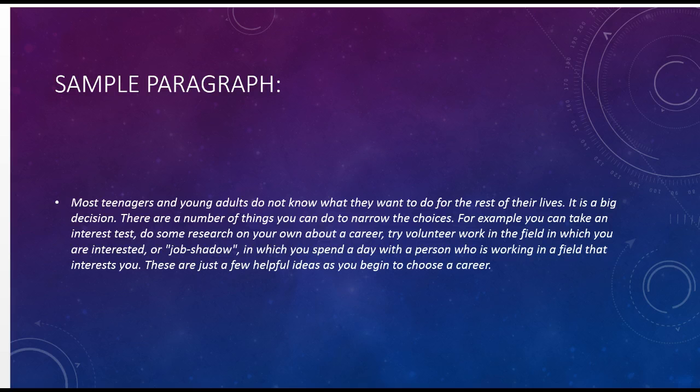Okay, let's take a look at a sample paragraph. Let's read it together. Most teenagers and young adults do not know what they want to do for the rest of their lives. It is a big decision. There are a number of things you can do to narrow the choices. For example, you can take an interest test, do some research on your own about a career, try volunteer work in the field in which you are interested, or job shadow, in which you spend a day with a person who is working in a field that interests you. These are just a few helpful ideas as you begin to choose a career.